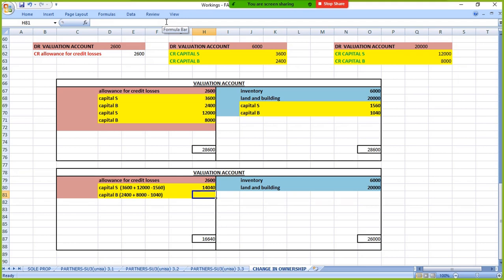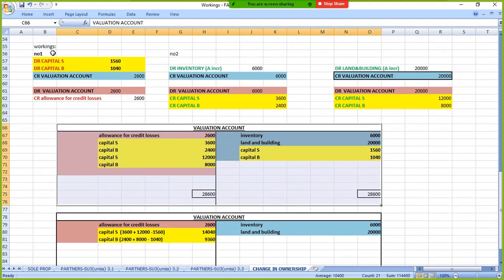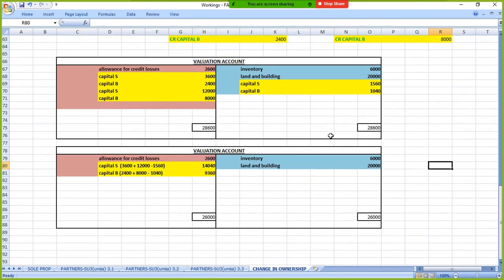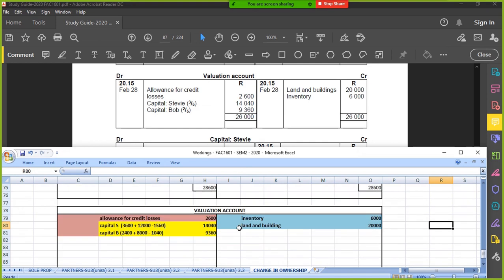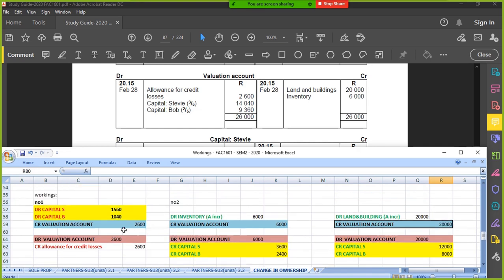So their solution looks quite different to ours. I would have shown that because I would have had those workings. Those workings are the answer, and then you just need to adapt it to the question. If you go back, in their valuation account, they've got something that looks like that. It's the same thing. They just haven't shown capital Stevie and Bob on both sides. It's better to show it like this because you can actually see what you're doing. You're allocating the benefit or the detriment to either Stevie or Bob.